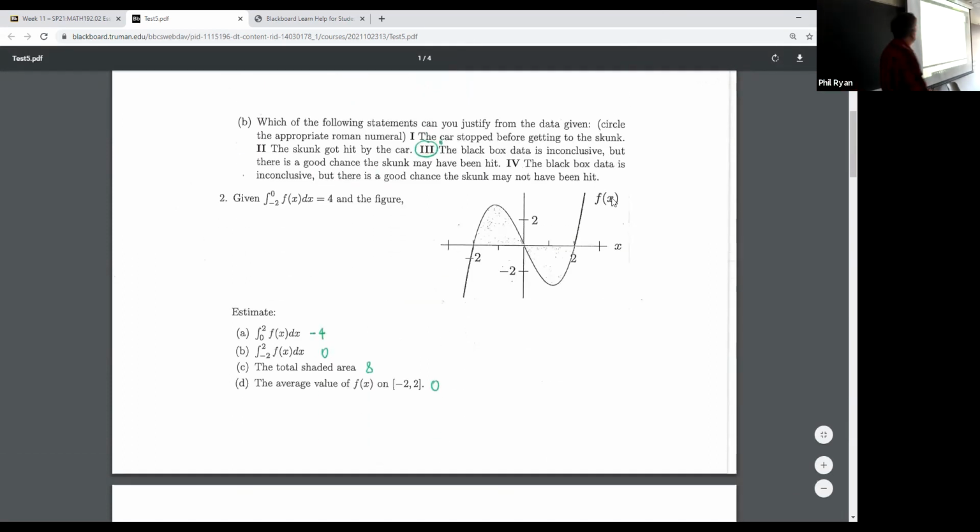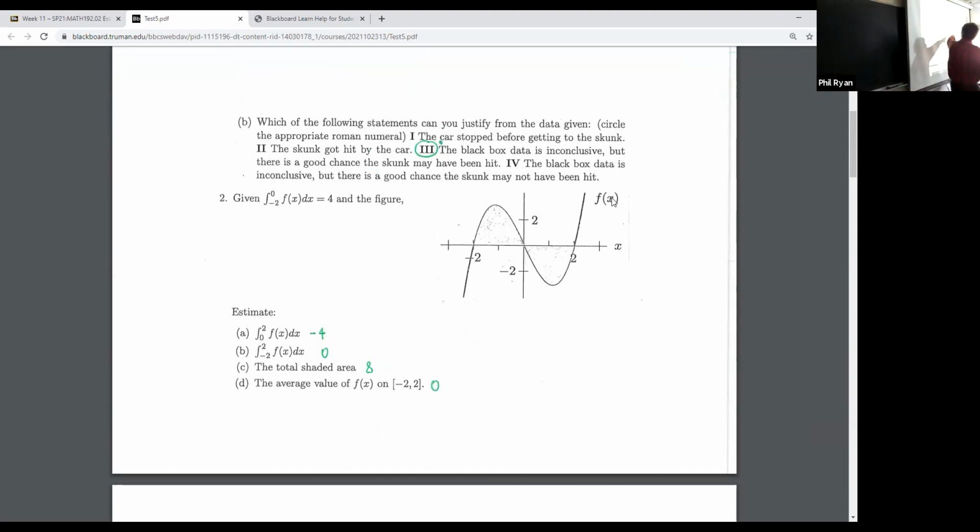Question 2. If this is 4, then the integral here is going to be -4 because these two areas look the same. So the total integral between -2 and 2 would be 0, by adding the 4 and subtracting the 4. The total shaded area would be 8, right? Because the area here is 4, and the area here is 4. And then the average would be 0 divided by 4, which gives you 0.